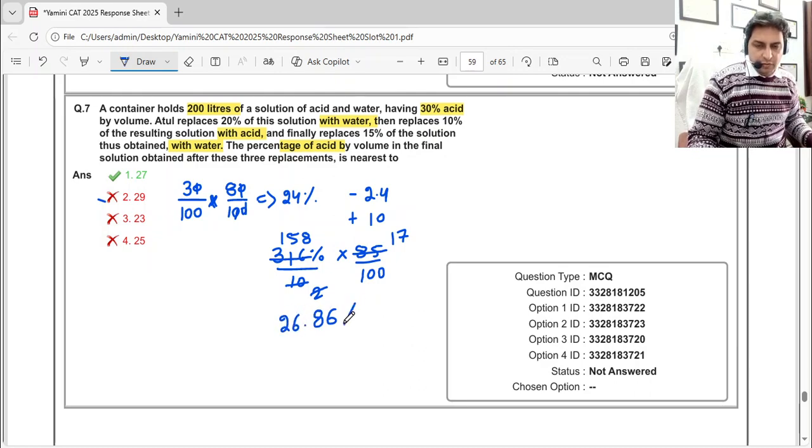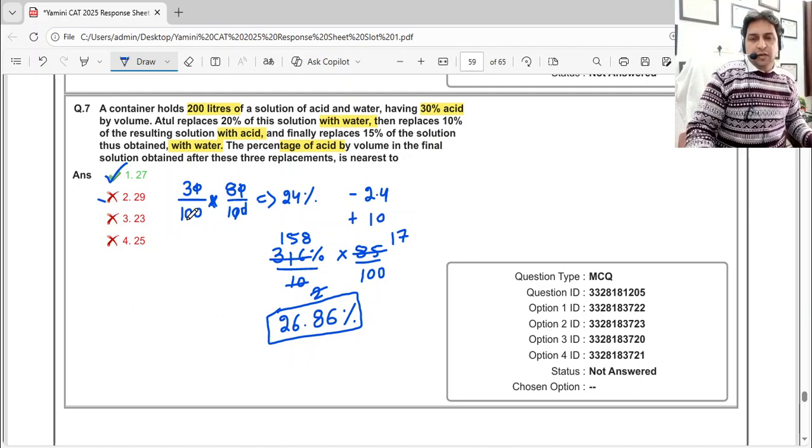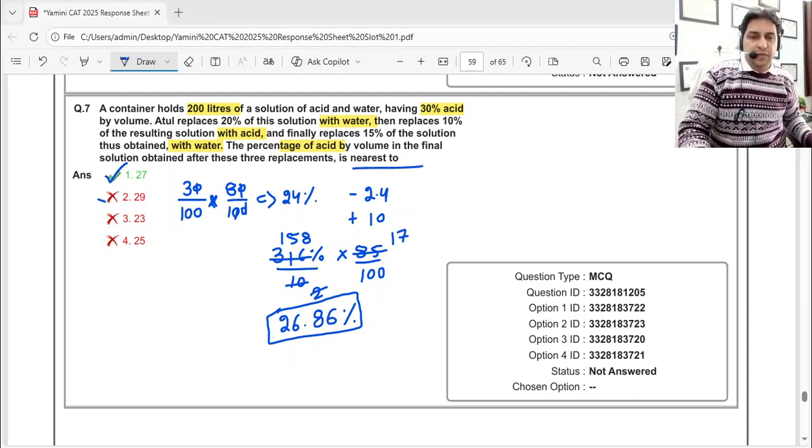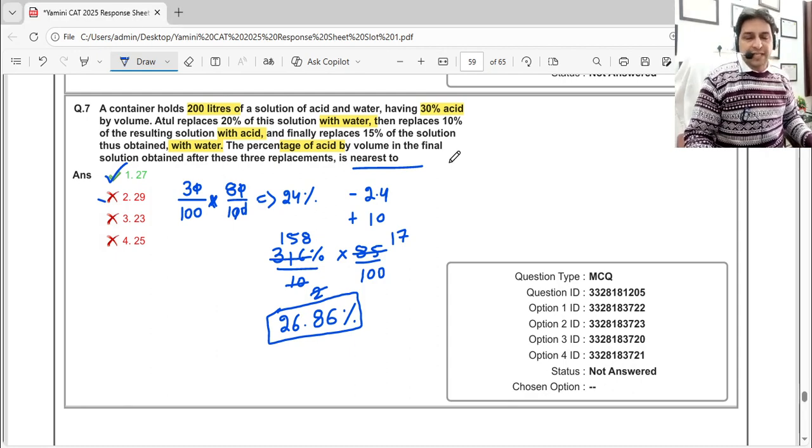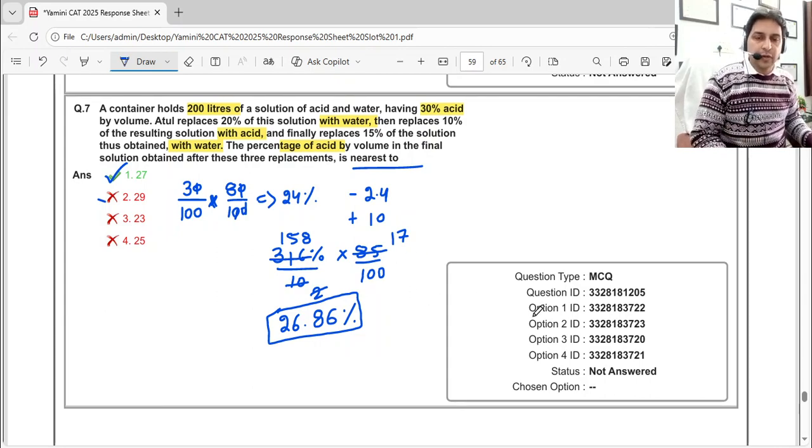Without a calculator also I can do it, but you guys can use the calculator. So I get 26.86 percent, and that is nearest to 27%. So what exactly we did: we concentrated on the acid replacements. When there was a water replacement we just subtracted that percentage, and when there was an acid replacement, after subtracting we added the overall percentage also. That is how you could simply do it.